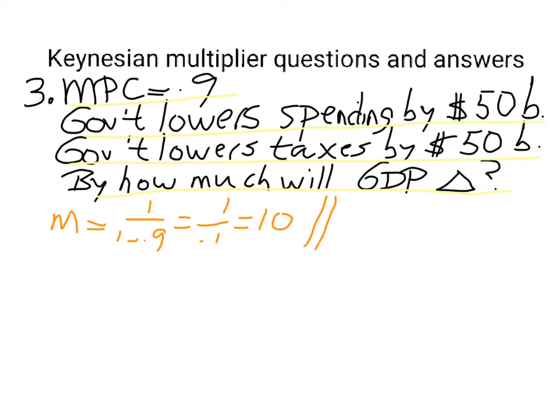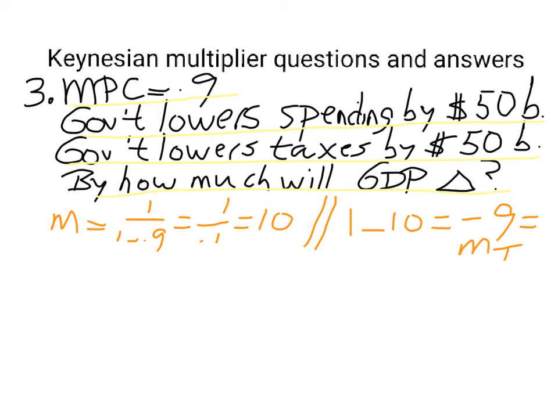If we know that the regular multiplier is 10, and we know that the tax multiplier is 1 minus 10, or minus 9, then we can say that that is the tax multiplier. Tax multiplier is minus 9. Okay, so we got that. And then we use the equations that we used in questions 1 and 2.